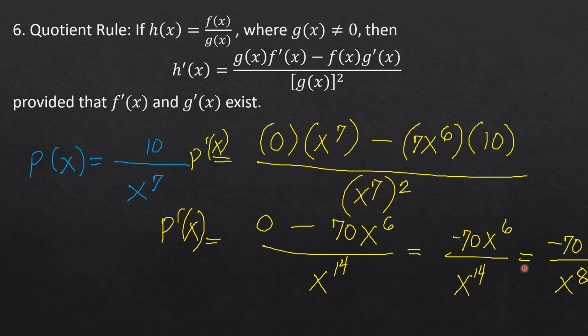So how did we get x raised to 8? Because 6 and 14 can now be reduced into 1 over 8, because 8 plus 6 is 14. So we have negative 70 over x raised to 8.